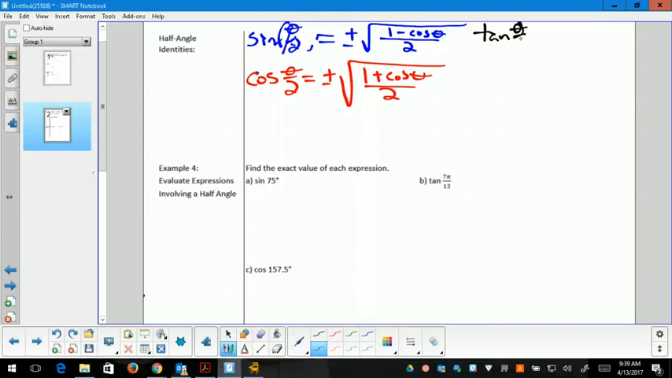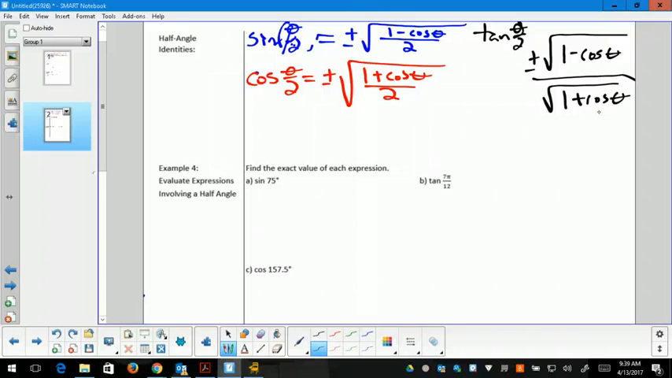For tangent of theta over 2, we have the first one, plus or minus. This one comes from one of the identities of tangent. Tangent can be calculated by what over what? Sine over cosine, which if I did that, I would actually end up with 1 minus cosine theta over the square root of 1 plus cosine theta. So there's one of its identities.